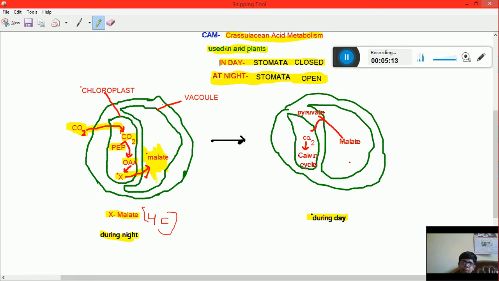So this is the procedure that occurs during the night, because we can't use sunlight here, as there is no sunlight in this region, so this malate cannot be used and carbon dioxide couldn't be used. So we are storing that during the night. Then what happens in the day?